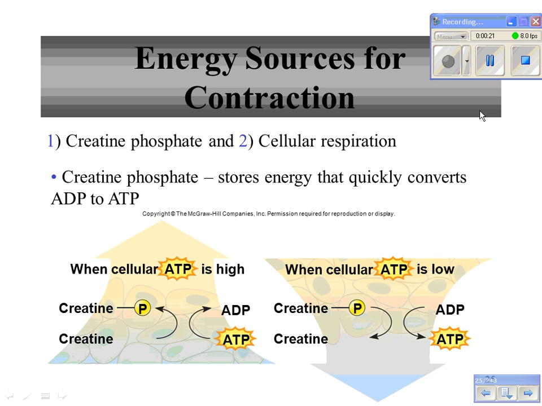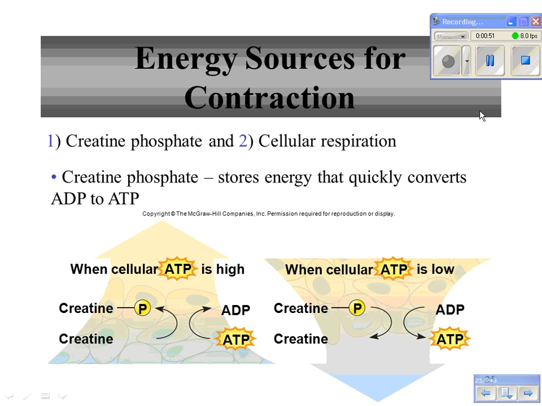The first energy source comes from ATP itself that's just stored in the skeletal muscle, but that only lasts for about 6 seconds. Maybe you're doing a sprint, lifting weights, or out jogging, whatever your activity is, you're going to use ATP that's stored in your muscle. But after about 6 seconds, that ATP reserve is used up, so we need to regenerate some ATP.